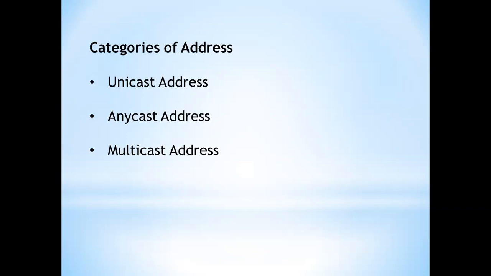All the multicast addresses start with FF, or eight 1s, and all the other addresses are unicast addresses. Anycast addresses are assigned from the unicast address space. They do not differ syntactically from unicast addresses.